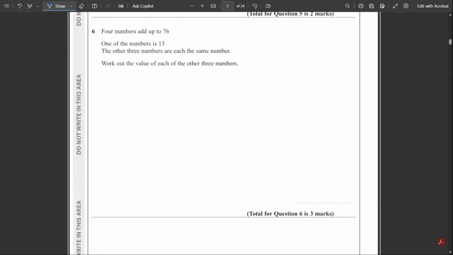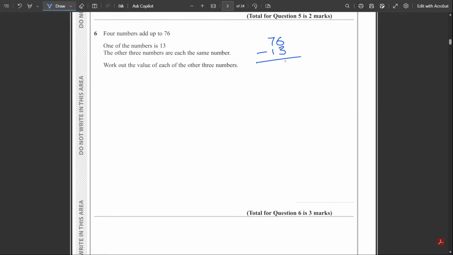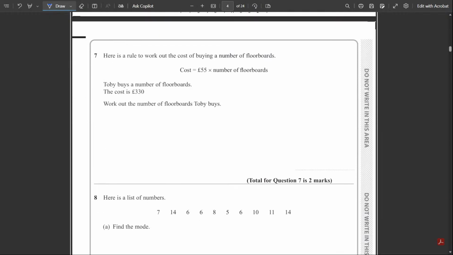One of the numbers is 13. The other 3 numbers are each the same number. Work out the value of each of those other 3 numbers. So they're saying they're exactly the same number. We know that one of the numbers is 13, so we do 76 take away 13. What do the other 3 numbers add up to? They add up to 63. And then we take 63 and divide that by 3. 3 goes into 6 twice, 0 remainder, and 3 goes into 3 once. So it's going to be 21.